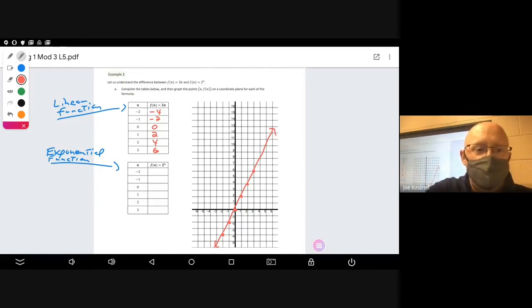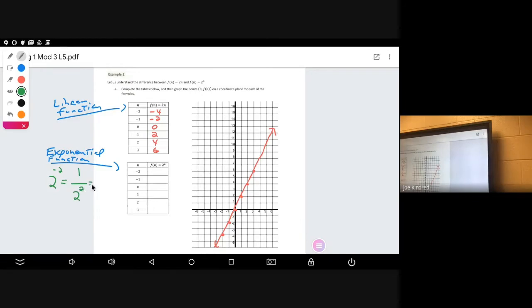Now let's compare the exponential function. And this is where you're going to need a calculator, possibly, because what you're actually doing is taking 2 and putting in a negative 2. And you might not be aware, this is actually the same thing as 1 over 2 squared, which is 1/4. And so 1/4 goes here, also known as 0.25 as a decimal, okay?